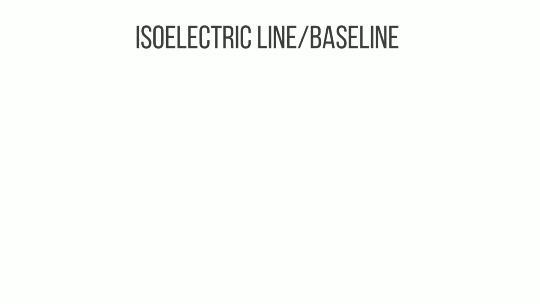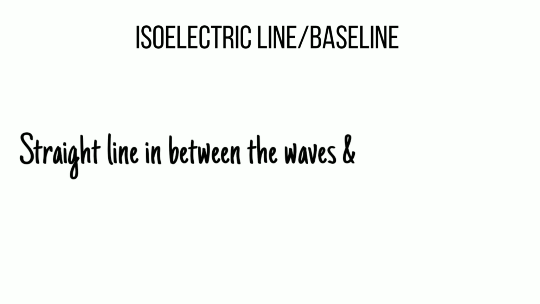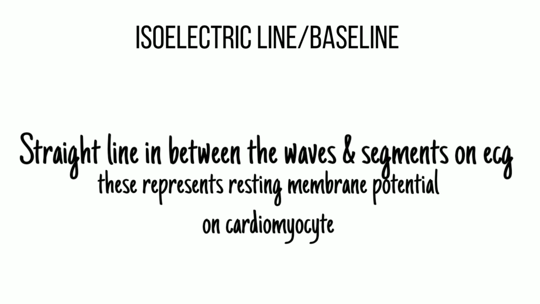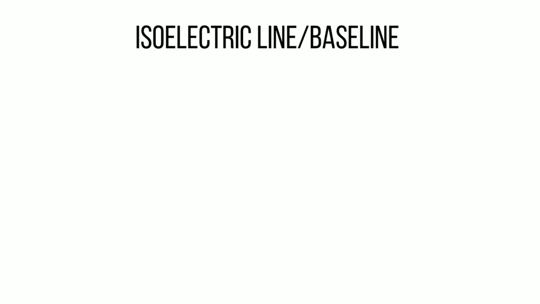Now let's have some basic discussion on the isoelectric line or the baseline. This is represented as a straight line on an ECG paper where there are no positive or negative charges of electricity to create a deflection. This represents the resting membrane potential of the cardiomyocyte, with some exceptions.